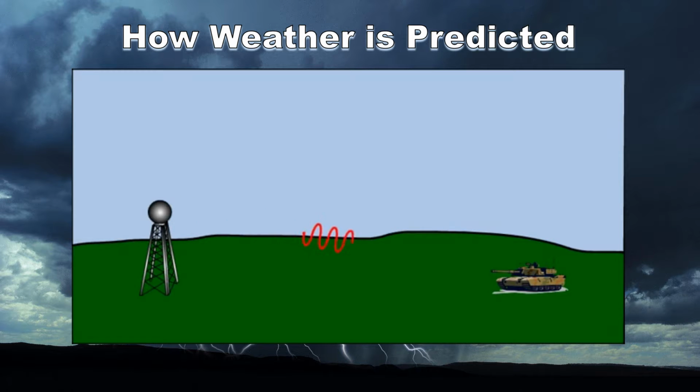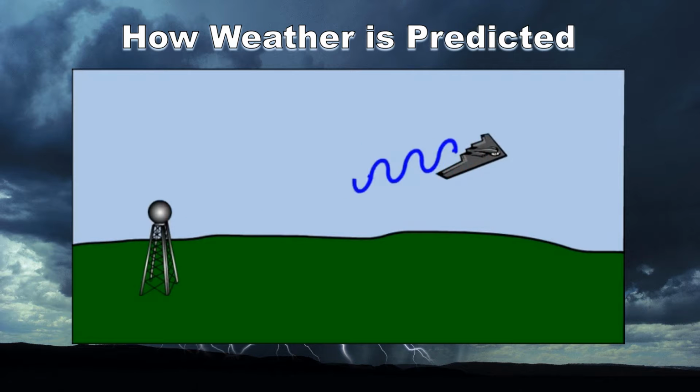When the pulse hits the stationary tank, it reflects back at the same frequency. However, when the pulse hits the jet as it is moving away, it reflects back with a lower frequency. Finally, as the jet returns, the pulse is reflected back with a higher frequency because the jet is moving towards the tower.